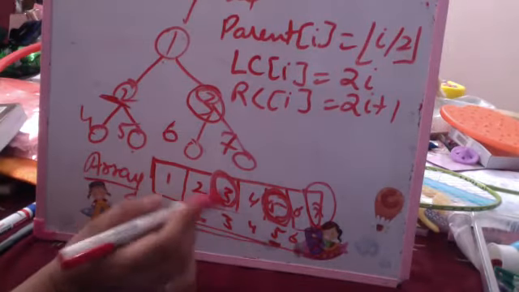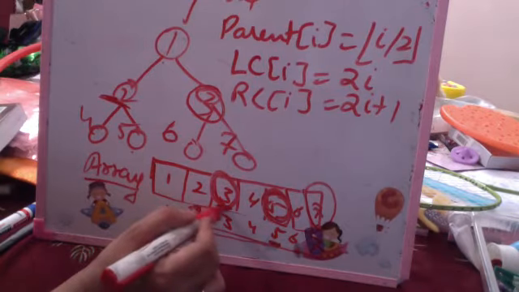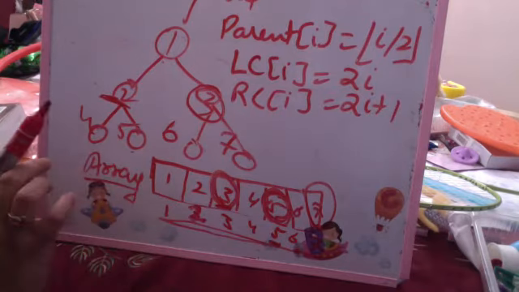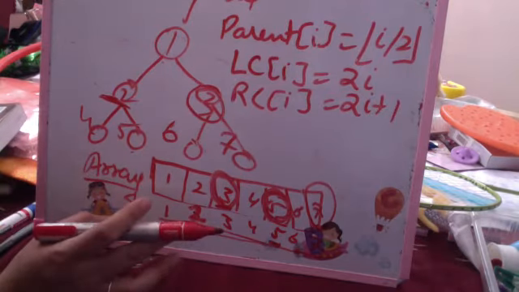Who is the right child? So 2 into 3 plus 1, 7 becomes the right child of 3. Is that clear?